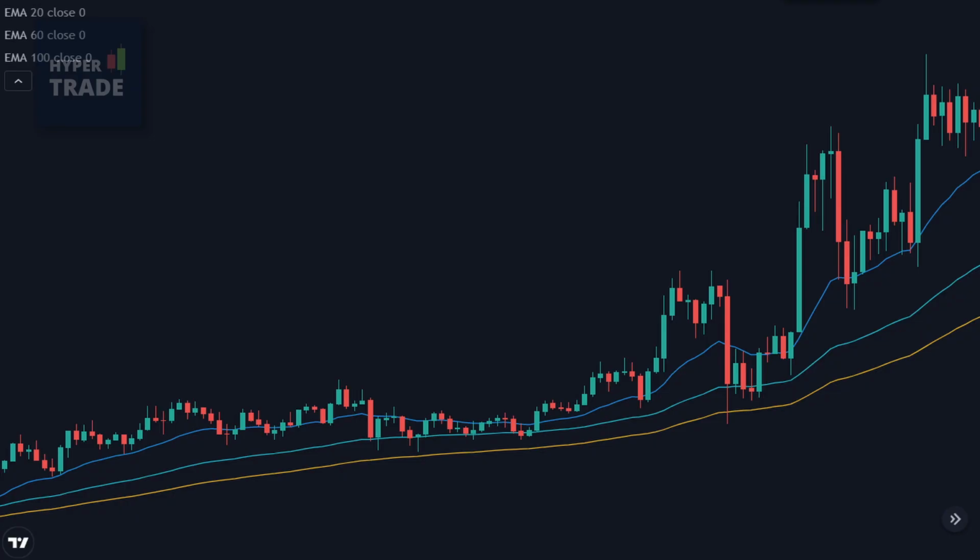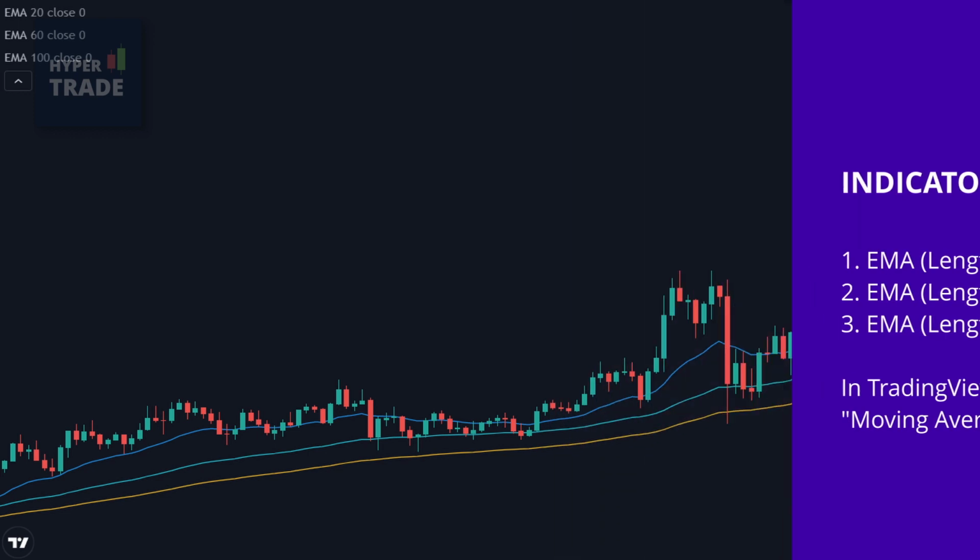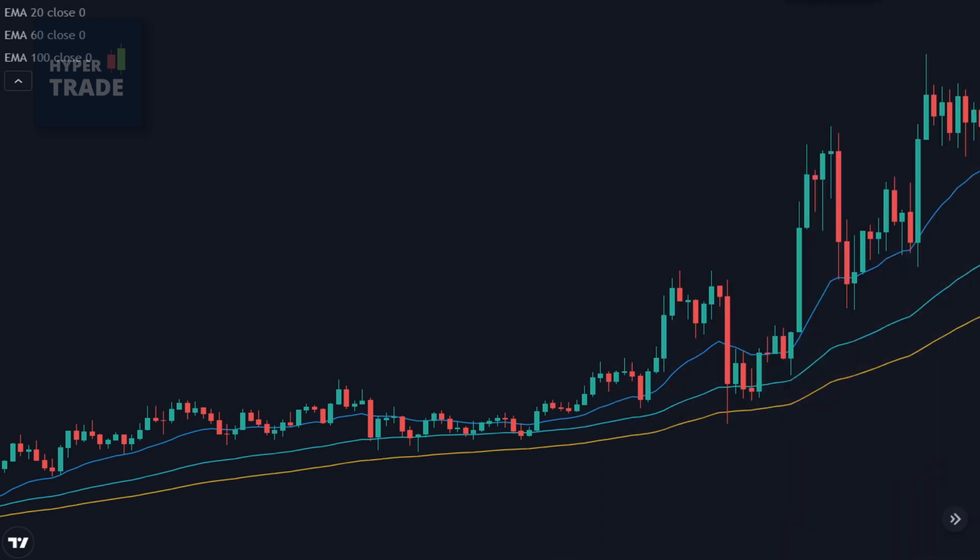In this strategy, we will need 3 moving average exponential or EMA indicators with 3 different lengths. If you don't know how to add these indicators, please follow me adding these indicators from TradingView.